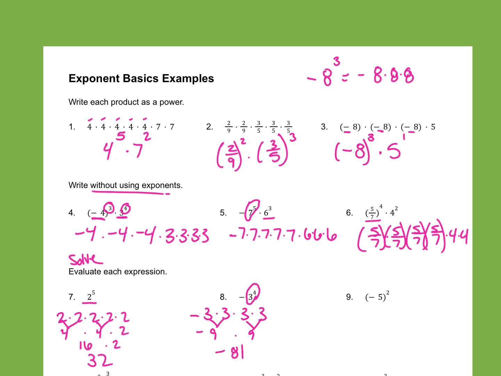And then because on number 9 it is in parentheses, that means that whole thing is being repeated. So I have a negative 5 being multiplied by another negative 5. So that's going to give us a positive 25.